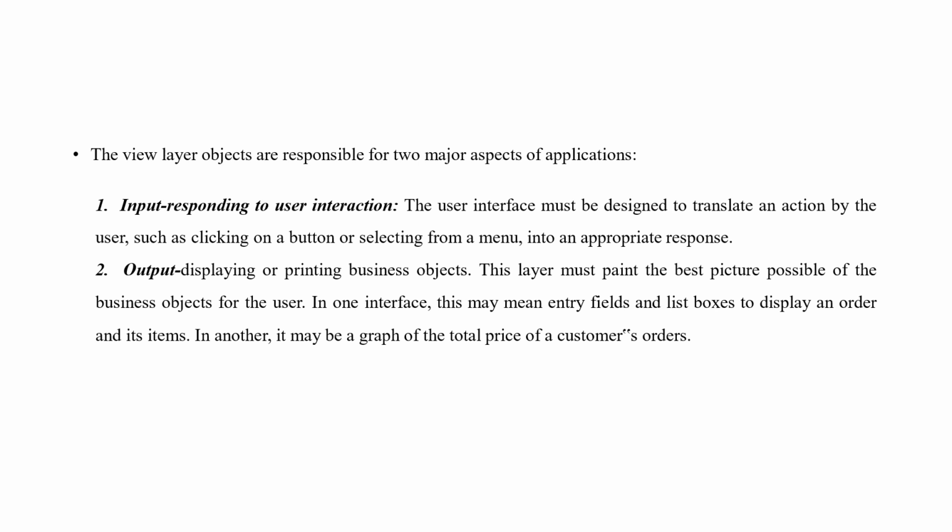Output means displaying or printing business objects. This layer must paint the best picture possible of the business object for the user. In one interface, this may mean entry fields and list boxes to display an order and items. In another, it may be the total price of the customer's order.